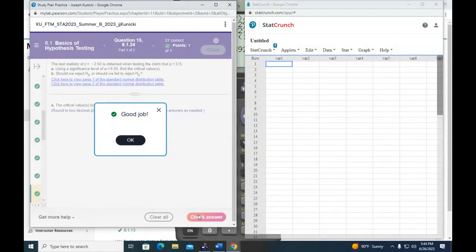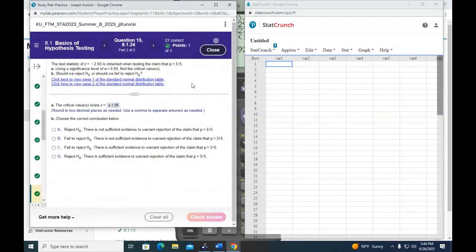But if it's less than the negative or greater than the positive, then I would reject. So minus 2.6 is not inside those. It's on the right tail. So we're going to reject. So it's either A or D. Left tail. No, it's two tails. Okay, yeah, left tail. I didn't see the negative. You're right. My bad. It's in the left tail. So it's either A or D because we're going to reject.